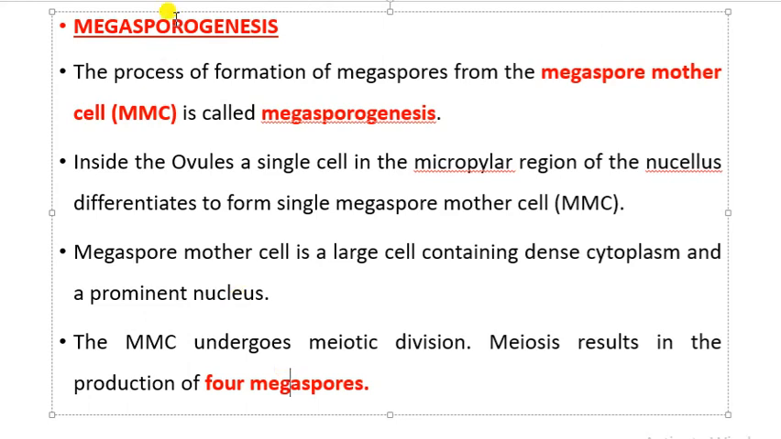I'll repeat this once again. What is megasporogenesis? The process of formation of megaspores from the megaspore mother cell is known as megasporogenesis. How does this take place? If you see inside the ovule, there is an area which is known as the nucellus. One cell of the nucellus which is present near the micropyle will get differentiated and converted into the megaspore mother cell, and this megaspore mother cell will undergo meiosis and give rise to 4 megaspores. Basically this process is known as megasporogenesis.